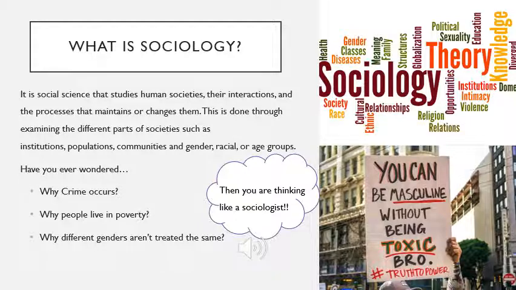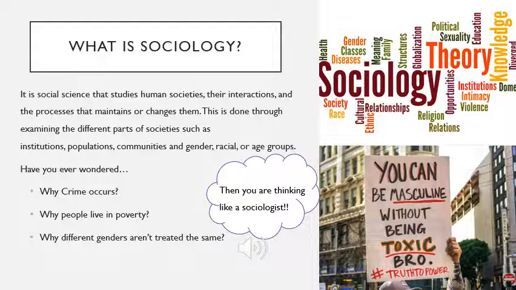So sociology is a social science that studies human societies, their interactions and the processes that maintain and change these interactions. This is done through examining the different parts of society such as institutions like education, religion, populations, community and gender, racial or age groups. This is something that we'll be looking at a lot throughout the next couple of years.